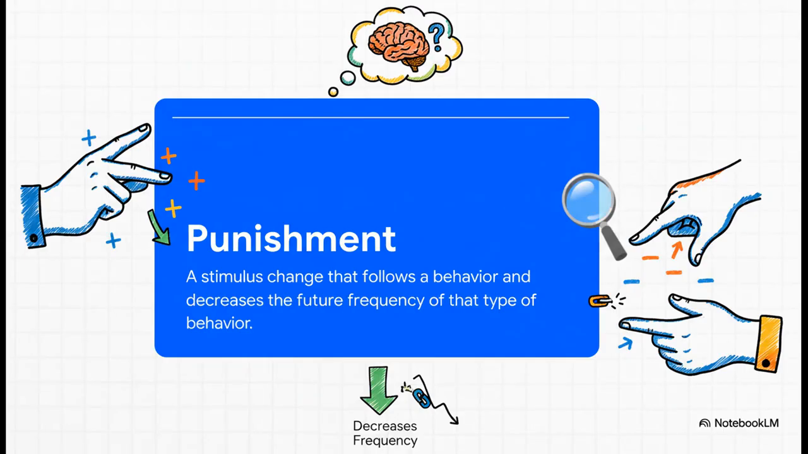Okay, first things first. Let's lock in the official scientific definition. Punishment is simply a stimulus change that happens after a behavior. But here's the absolute most important part, the part that defines the whole thing. It has to decrease the future frequency of that behavior. If that behavior doesn't go down over time, it's not punishment. End of story. The effect is literally the only thing that matters, not what we intended to do.